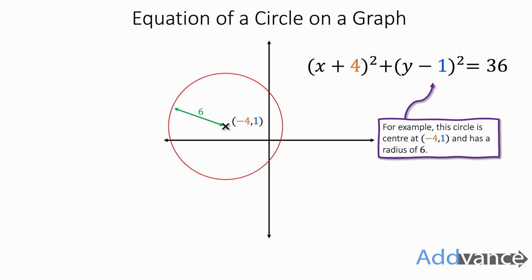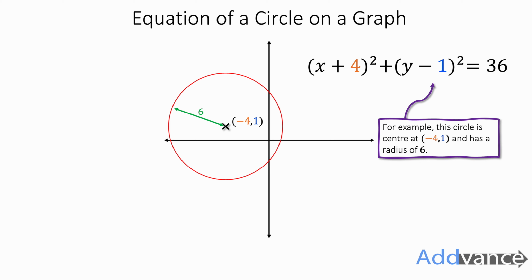Here's an example. (x plus 4) squared plus (y minus 1) squared equals 36. Here the x coordinate of the centre is minus 4, the y coordinate is positive 1, and the radius is 6 because that's the square root of 36.